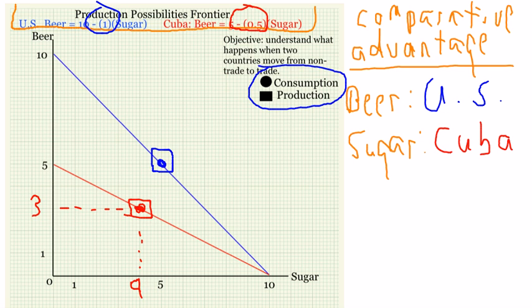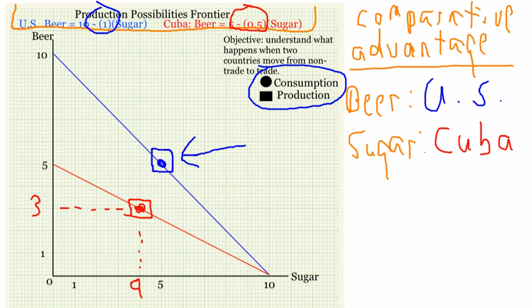I've got a rectangle that's going to denote production, how much a country is producing, and a circle to denote how much it's consuming. And let's start with the U.S. I'm going to assume that before trade, the U.S. is producing 5 sugar and 5 beer, and it's also consuming 5 sugar and 5 beer.